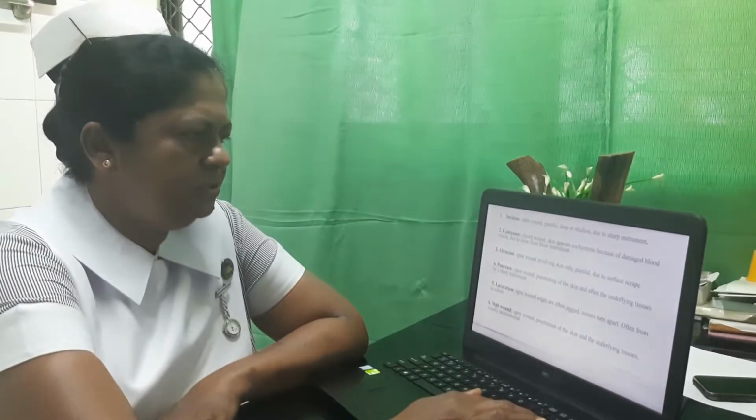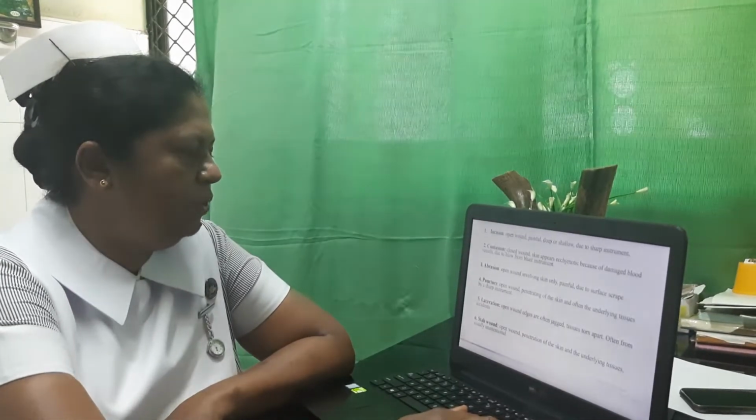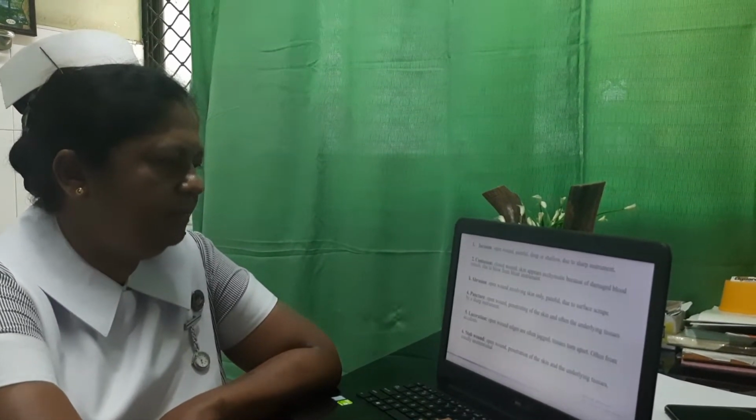Types of wound: incision, contusion, abrasion, puncture, laceration, and stab wound. Incision: open wound, painful, deep or shallow, due to a sharp instrument. Contusion: closed wound. The skin appears ecchymotic because of damaged blood vessels due to a blow from a blunt instrument. Abrasion: open wound involving skin only, painful due to surface scrub.